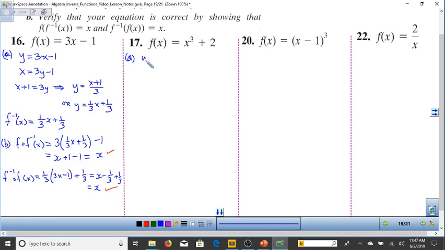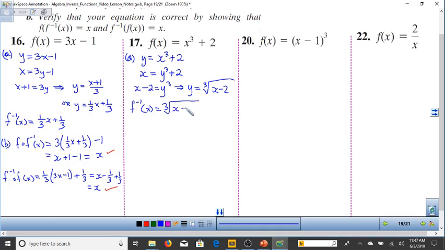First, we replace f of x with y. That's a cosmetic step. Then the key step, the most important step, switch x with y. Wherever we see y, we put x. Wherever we see x, we put y. Then we solve for y. And that gives me y is equal to the cube root, because I have to take the cube root of both sides to get the y by itself, of x minus 2. And then finally, to name my function, f inverse of x is equal to the cube root of x minus 2. The 3 is a little big, so let's make it a little smaller.